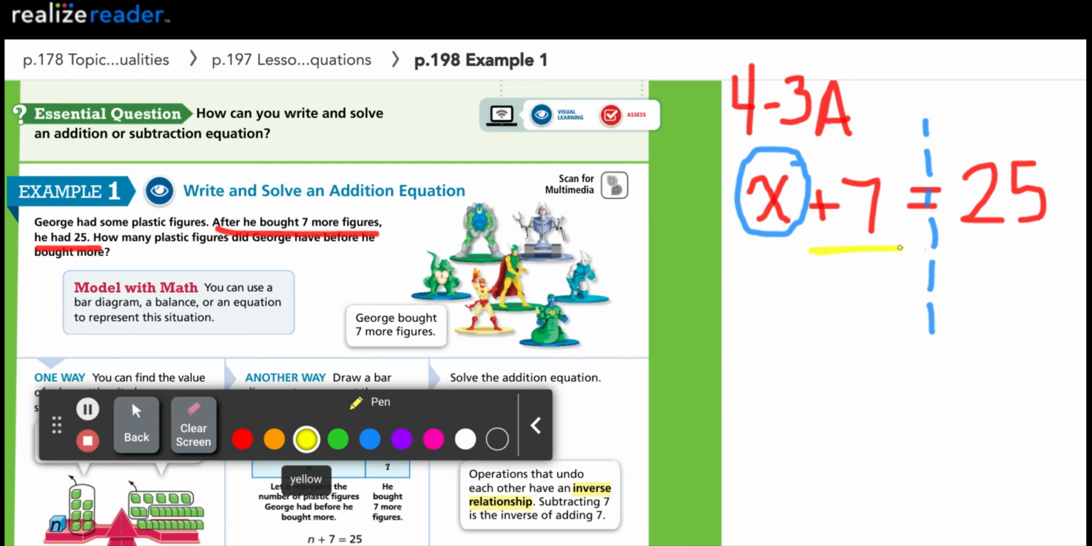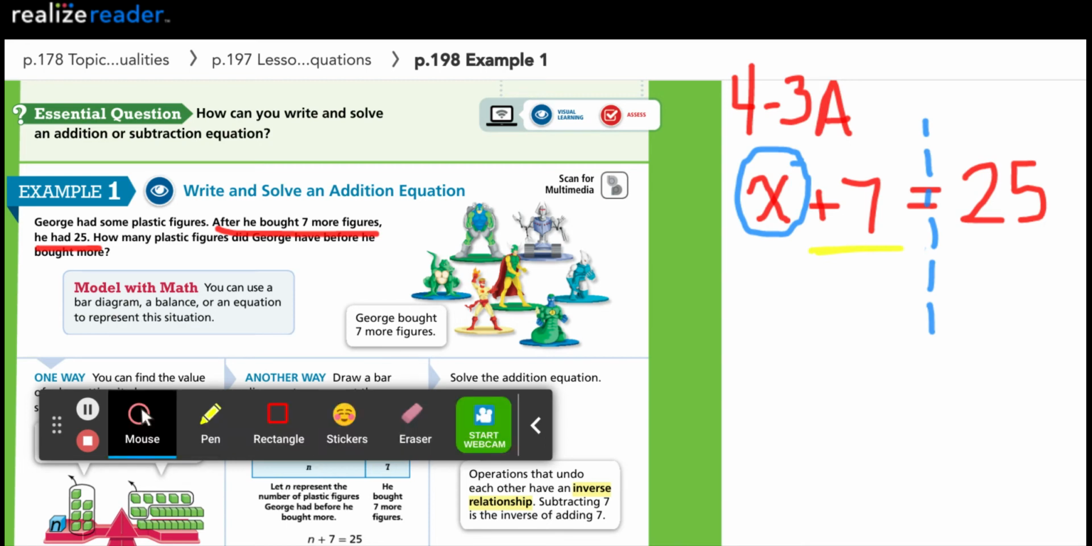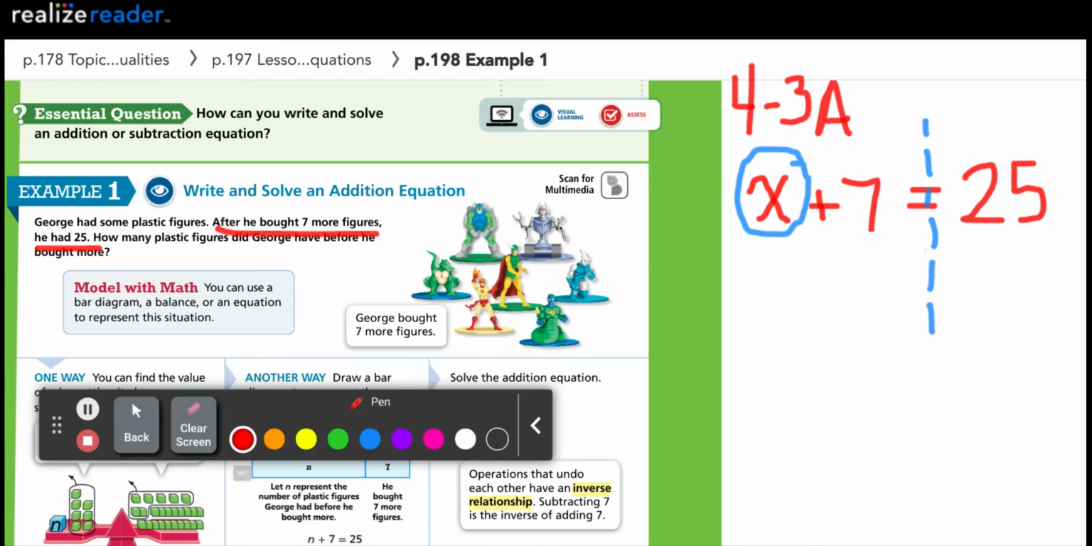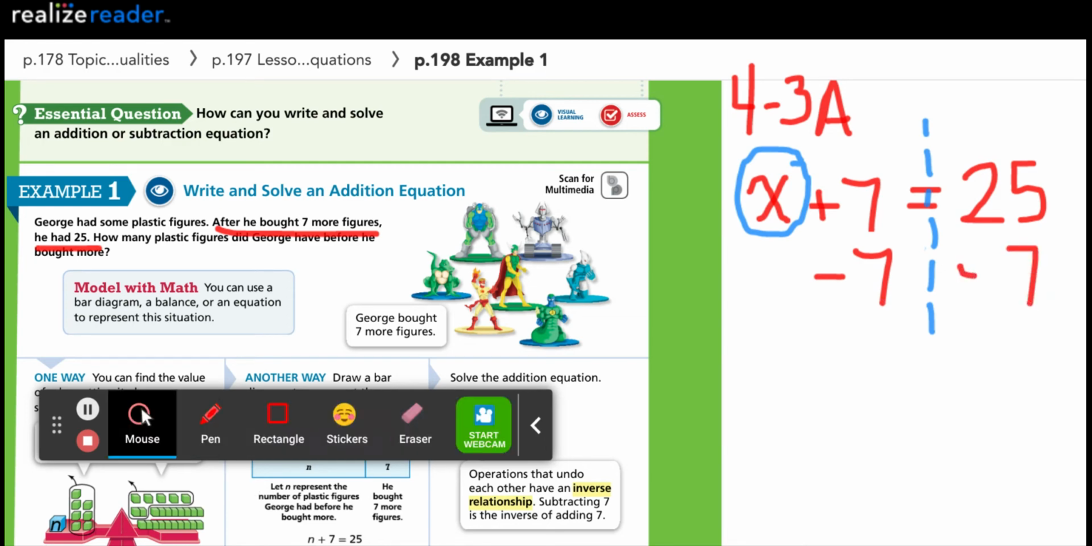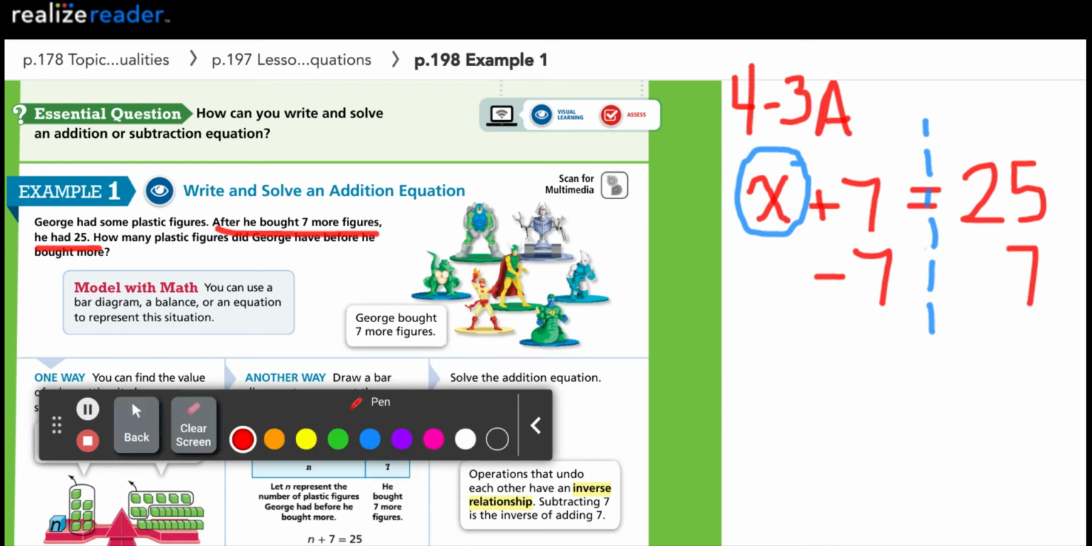Well, what is the opposite of addition? The opposite of addition is subtraction. So to get rid of that plus 7 on the left side, we're going to have to subtract 7 on the left side. Whatever we do to one side, we have to do to the other side. So that's the important phrase here that we're going to keep saying to keep our equation balanced. Well, if I subtract 7 on the left, I'm going to have to subtract 7 on the right.